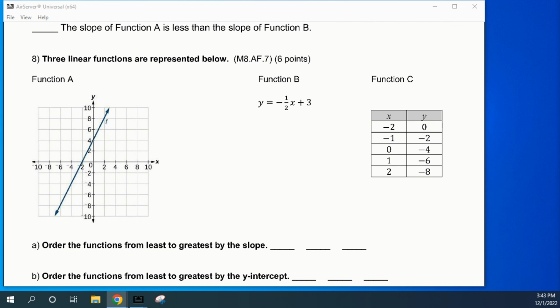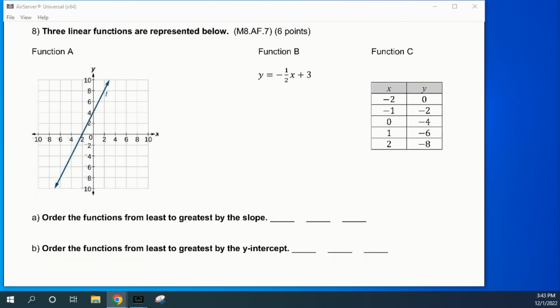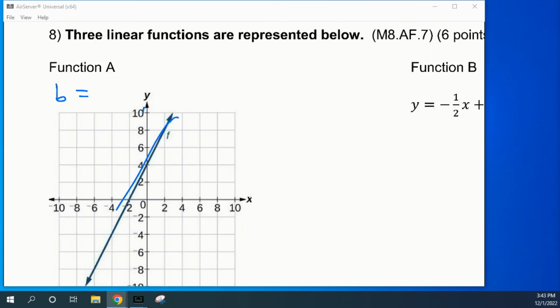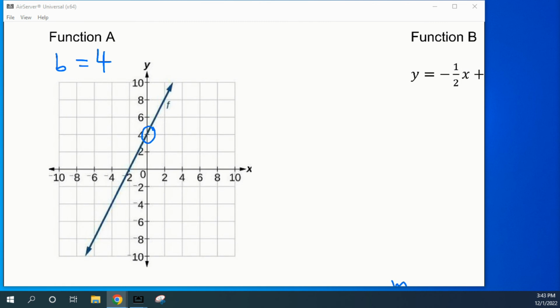Number 8, this is the last question. So we need to order the functions from least to greatest by the slope and the y-intercept. So I'm going to find all these. For A, I'm going to start with the y-intercept, which is where your graph crosses the y-axis. It's very easy to find. It's the point here. So your y-intercept is 4.